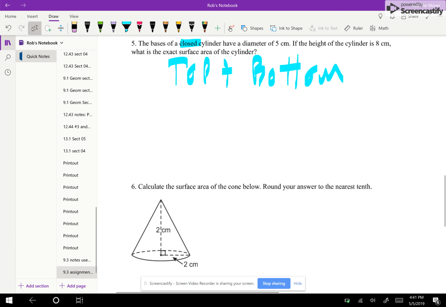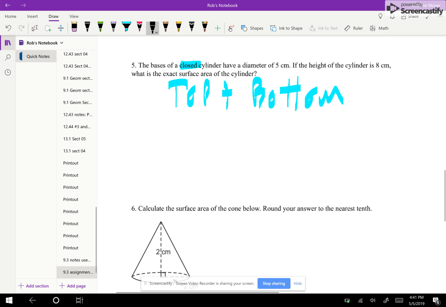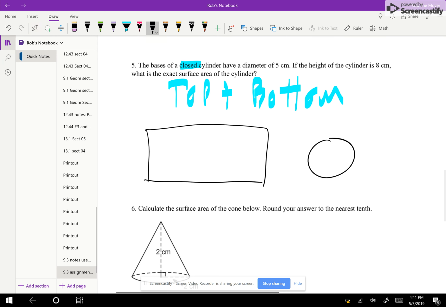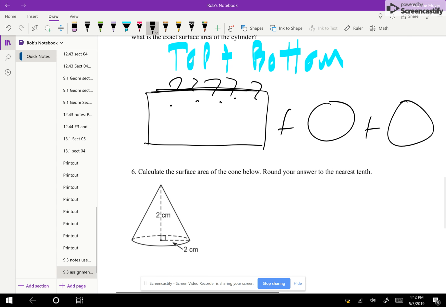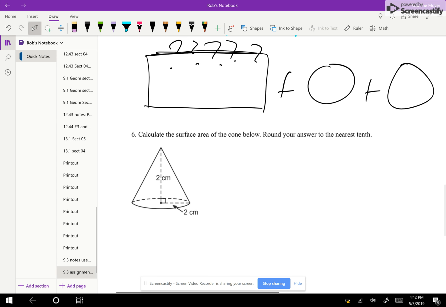That should be pretty simple. But again, try to draw your rectangle and your two circles for the cylinder, okay? And add all those areas together. Do you remember what this dimension is for the outside curved surface, which would be the label of your cylinder? That's the hard part. And of course, this is the height.